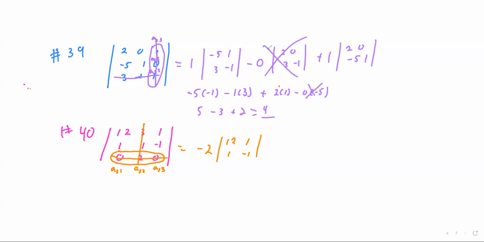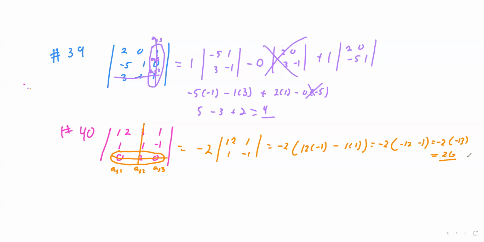Now I went ahead and wrote this out so you could see, but hopefully now you can see if it has a 0, I don't have to do it. So this now gives me -2 times 12 times -1 minus 1 times 1. This is -2 times, 12 times -1 is -12, minus 1. That gives me -2 times -13, which comes out to +26.